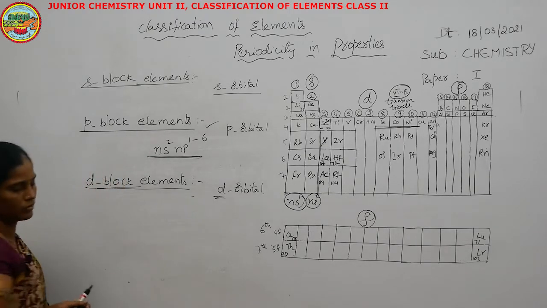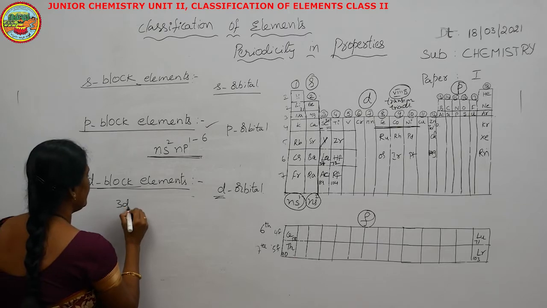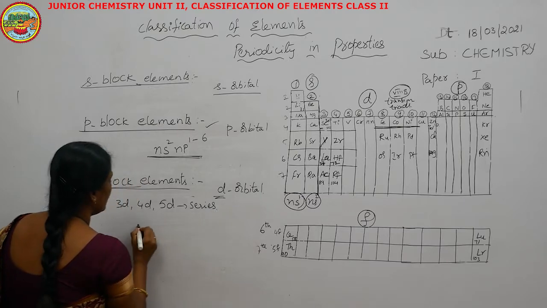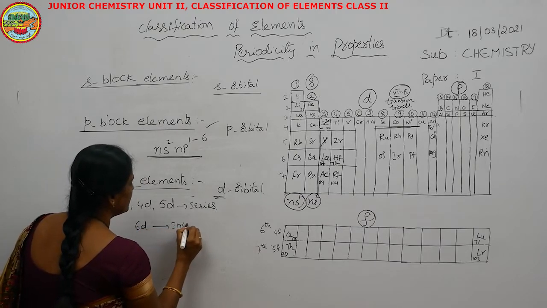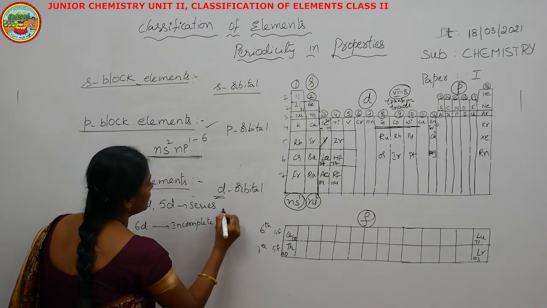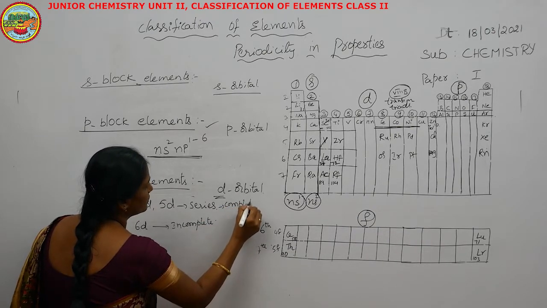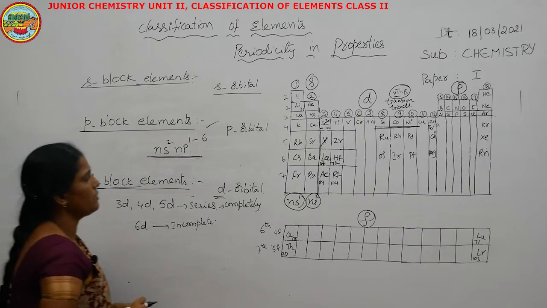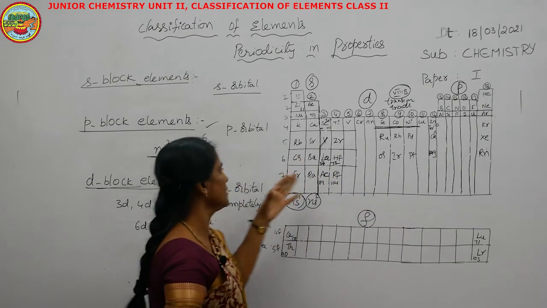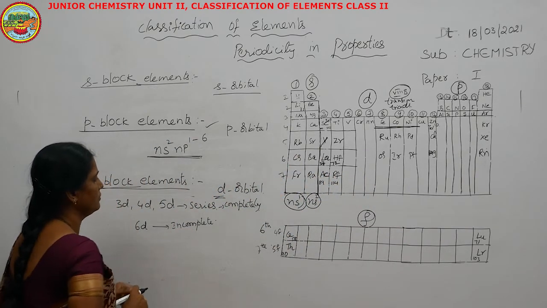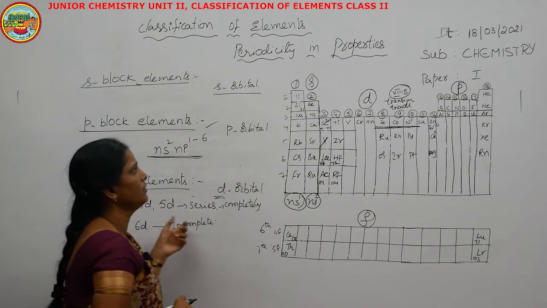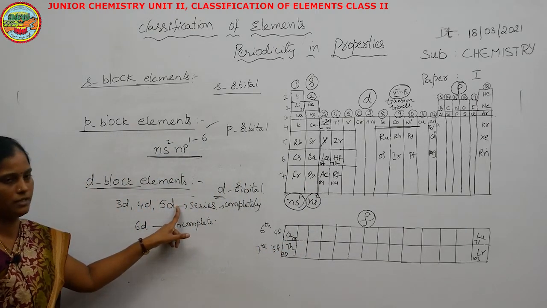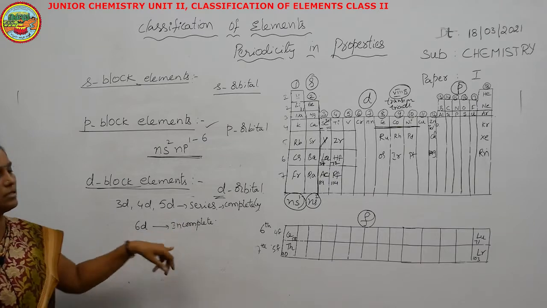These are present in the d block. The 3d, 4d, 5d series are completely filled, and 6d is incomplete. So these are called d block elements. d block means the differentiating electron enters into the n-1 d orbital. It contains 10 groups, third group to 12th group. It contains 4 series: 3d, 4d, 5d series, which are completely filled, and 6d series incomplete.